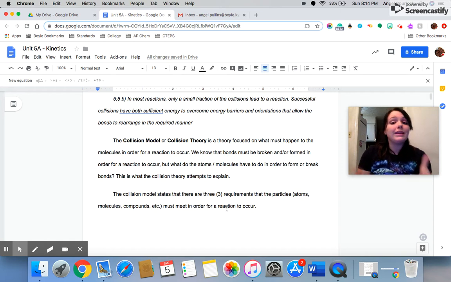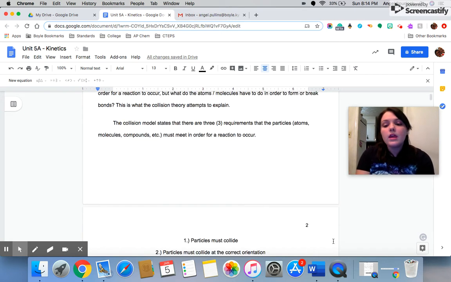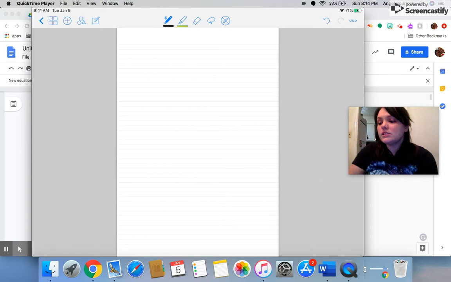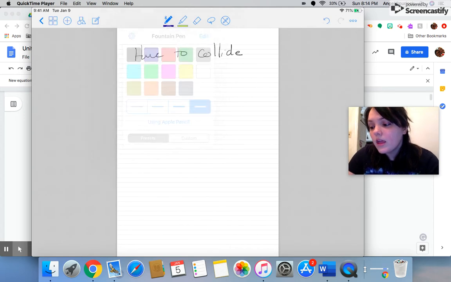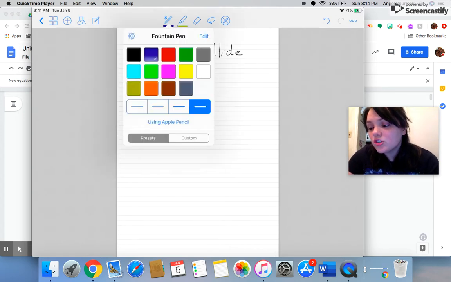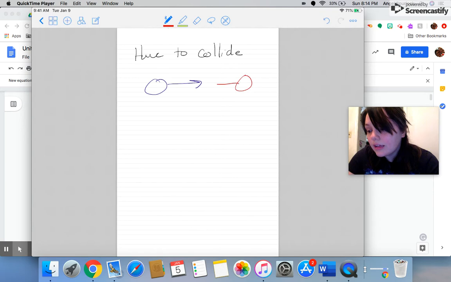And particles can be anything. They can be atoms, ions, molecules, compounds, you name it. All particles that are reacting have to follow these three requirements, okay? And now the first requirement is, and you're going to think that it's silly that I even have to say this, but the first requirement is that particles have to collide, okay? They have to actually physically collide into each other, like a car crash, okay?